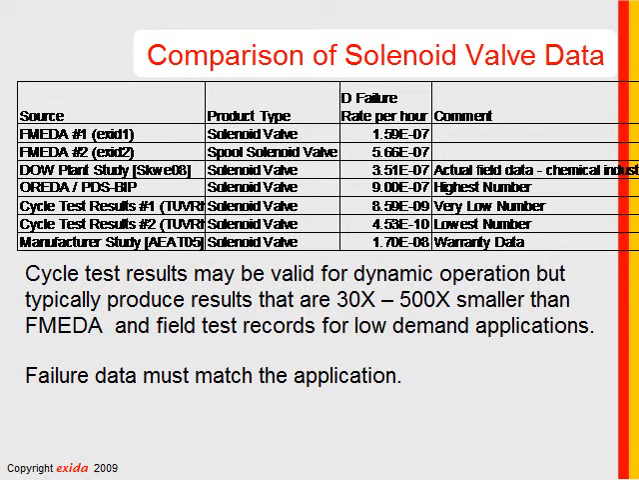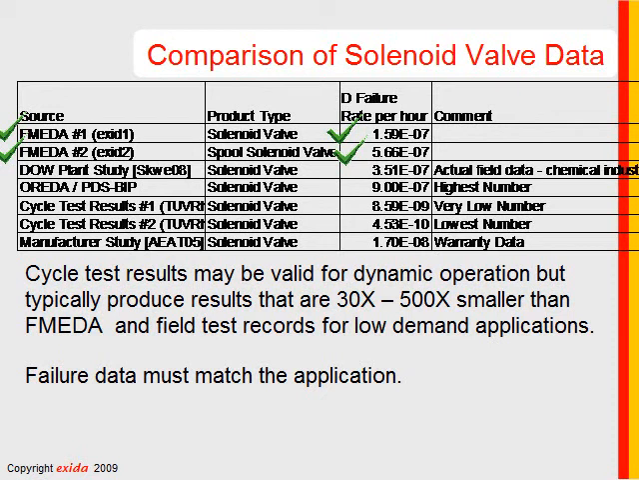How different are these different methods and these different numbers? I put together a chart comparing failure rate data published for a solenoid valve. I picked 2 data points based on FMEDA. You can see these numbers are 1.59 e to the minus 7 to 5.66, depending on the complexity and the size of the solenoid valve. Generally speaking, spool-type solenoid valves have a lot more O-rings and seals, and therefore you'll find they have a higher low-demand failure rate.